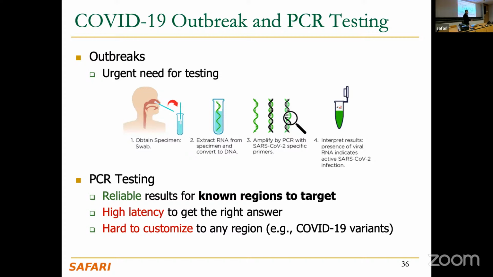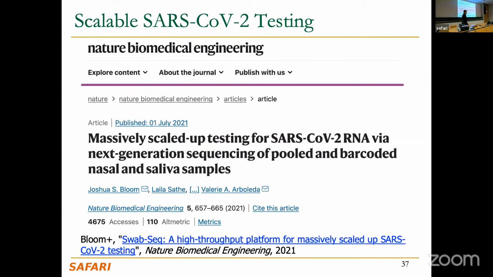So this means that it's really hard to customize the PCR, you really need to understand the genome, and there's also high latency to get the answer. There are usually a few hours between your test and the answer that you're getting. And people are now using genome DNA sequencing for COVID-19 testing, and probably in the future for other purposes.